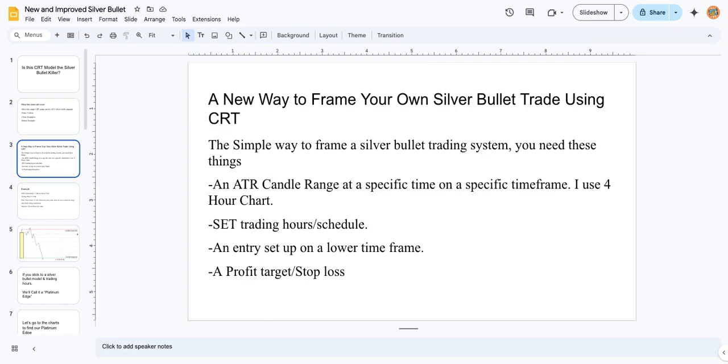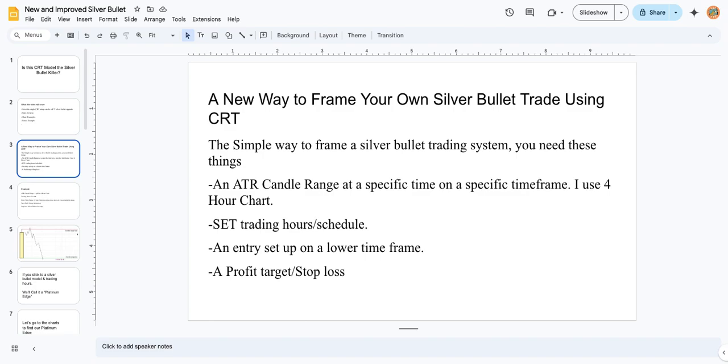There is a new way to frame your own silver bullet trading technology using the candle range theory. This simple way to frame a silver bullet trading system, you only need four things. The first thing you're going to need is an ATR, or average true range, candle range. If you don't know what I'm talking about, you need to pause this video and go down to the description and take a look at what the ATR candle is.